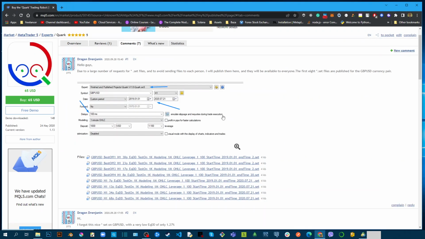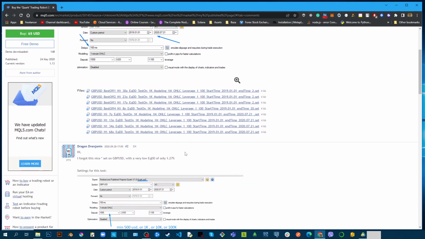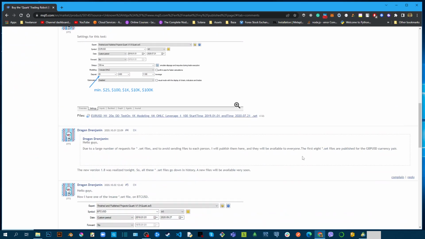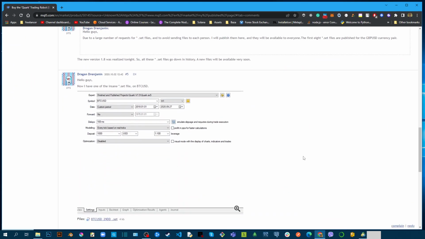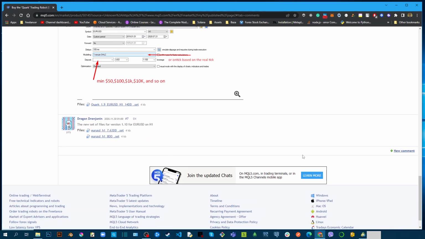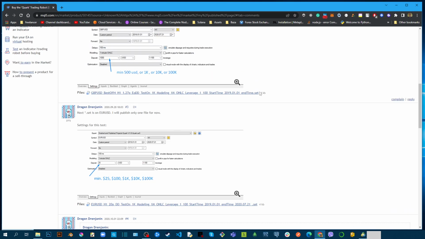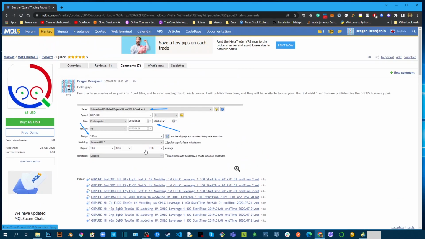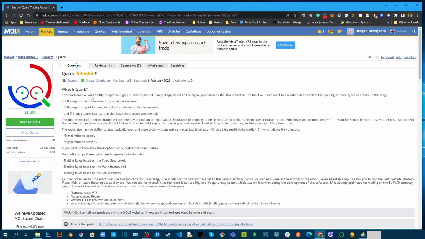In the comment section you will find a lot of settings. You will find a lot of set files, but these sets were published 2 years ago. Right now I have not checked any of these sets, and I don't know how these sets work for this year. So in the coming days, I will publish new sets for trading, and I will publish them here inside this comment section. So how to find Quark?